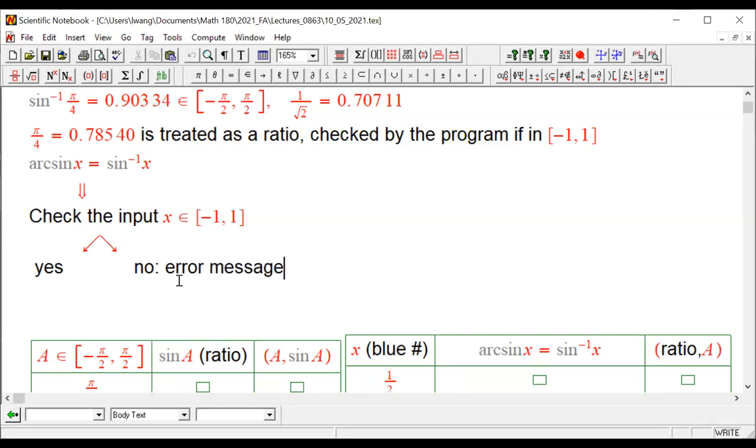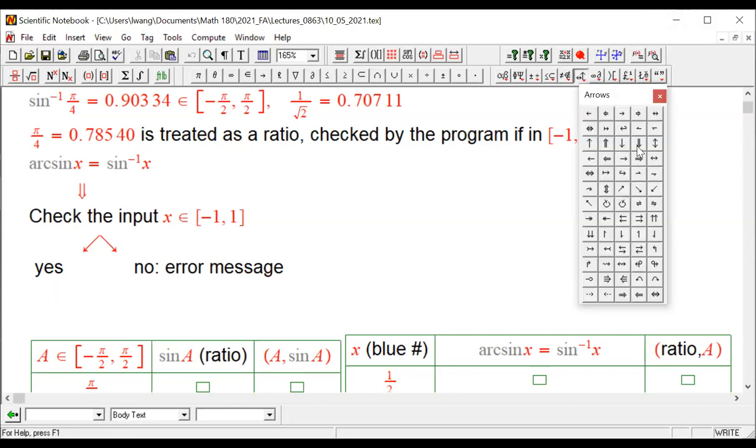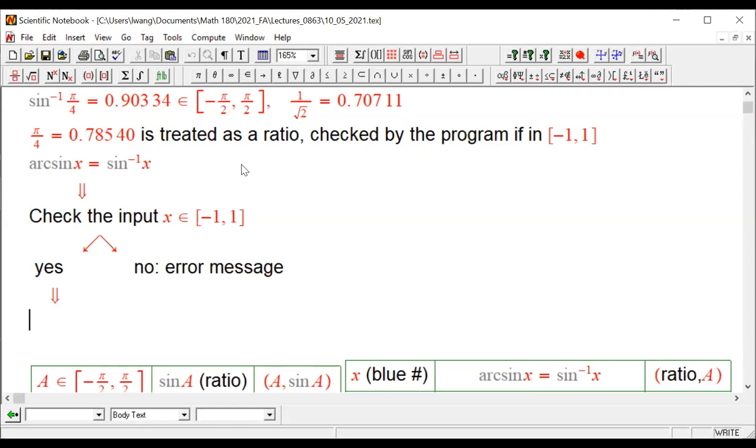I taught programming before. I know how that program works. So if yes, then they will give you an angle. The angle is going to be in radian. Of course, if you want it to be degree, that radian can be converted to degree for some calculators, which is a very simple thing to do. Just multiply by a multiplier. Do you guys follow me? That's what's going on.